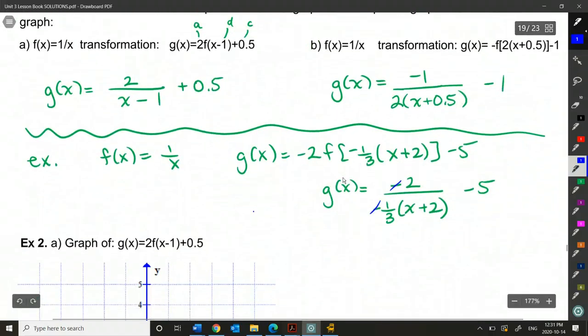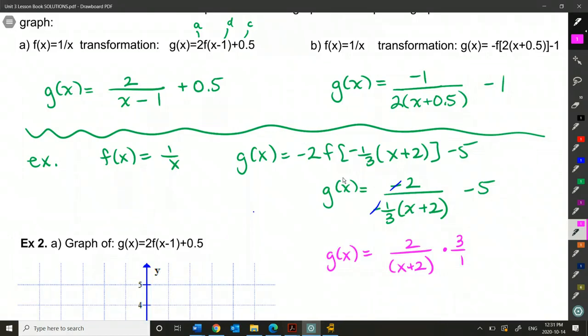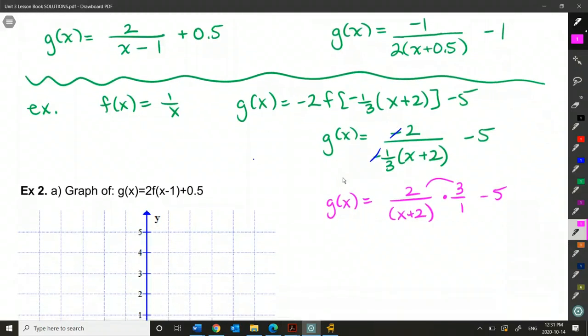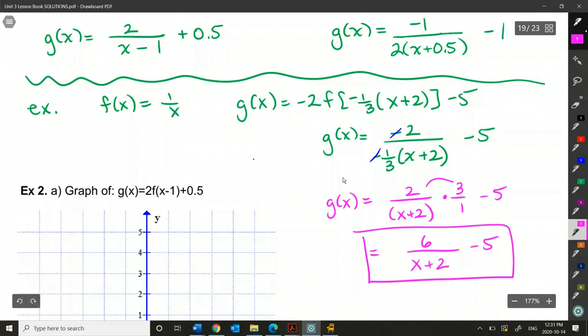Okay. So there's one other thing that's an issue in this one, and that's that we have a fraction inside of a fraction. So when we have a fraction inside of a fraction, what we typically do is we flip and multiply that fraction. So I'm going to flip and multiply 1 over 3 to 3 over 1. And then that will actually get multiplied into the top there. So you'll get 6 over x plus 2 minus 5. So this is really the simplified version of that equation.